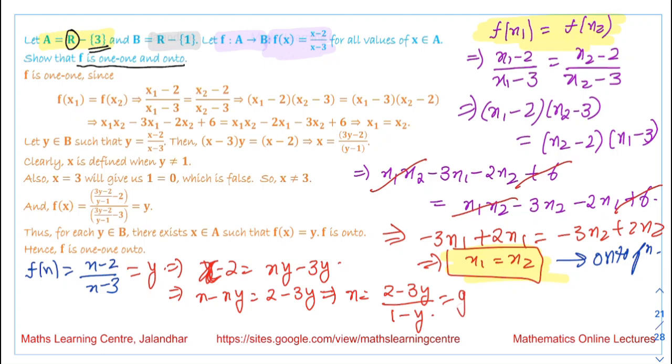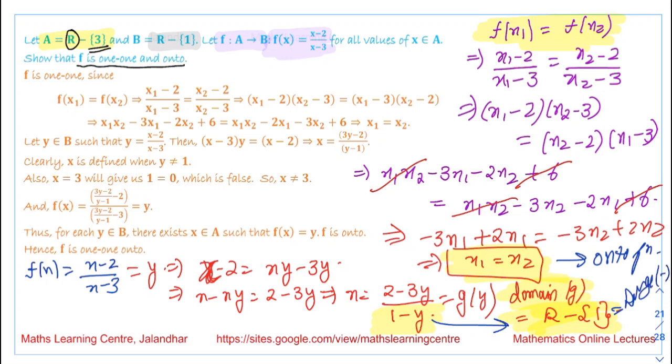This is a new function, say it is g(y), and the domain of g is equal to real numbers minus {1}, because this denominator should not be equal to 0. So we are saying the domain of this function g is all real numbers except 1, and that is equal to the range of f. So the range of this function f is equal to R minus {1}, which is equal to the set B, that is the codomain. So we obtain that this function is both 1-1 and onto.